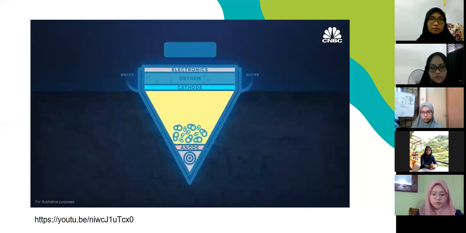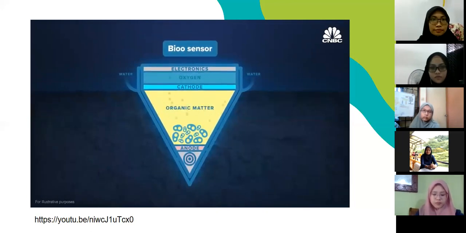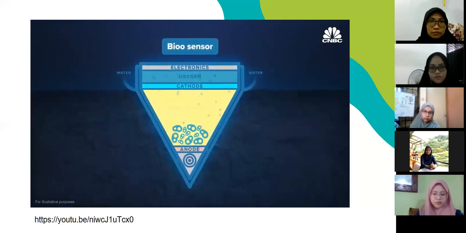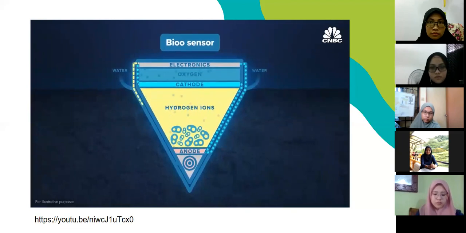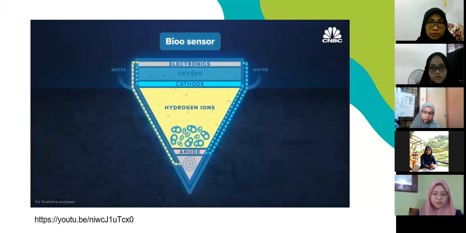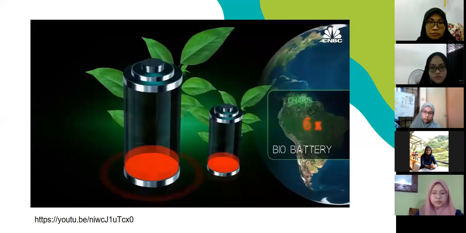But instead of using an element like lithium, BO uses organic matter as fuel. Within the soil, microorganisms feed on organic matter, breaking it down in a process that releases hydrogen ions as well as electrons. Inside the BO device, there's a wire that transports the free electrons from the anode to the cathode, powering the sensor in the process. We are producing energy on a constant basis during day and night time. It doesn't matter if it's raining or it's a cloudy day, they will produce energy.